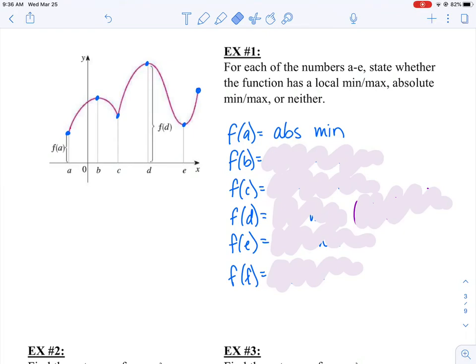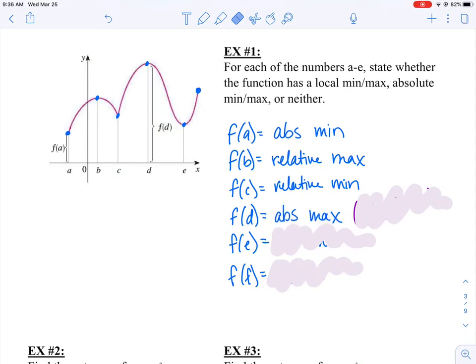All right, look at f of b. That point b, is he the highest point of the graph? I didn't think so, but I did see that he was a relatively high point, so I called him a relative max. For point C, I saw that that was not the lowest point, but a relatively lower point, so I'm going to call him a relative or local minimum.